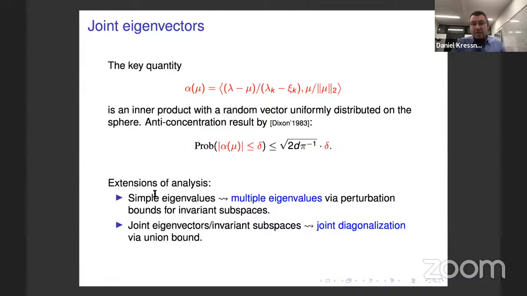And this analysis can be extended. We just looked at simple eigenvalues. Simple eigenvectors can be extended to multiple eigenvalues, where you're replacing perturbation bounds for eigenvectors by perturbation bounds for invariant subspaces. And then you need to do it for all eigenvectors, or all invariant subspaces, collecting the multiple eigenvalues to get the whole joint diagonalization. But then you just apply this result individually and use the union bound.